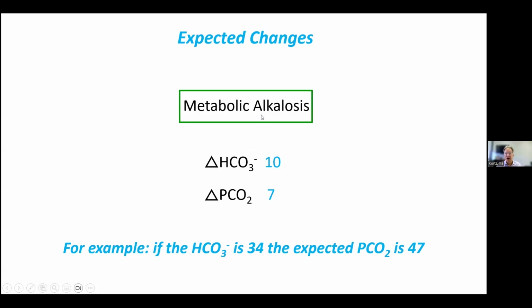So in metabolic alkalosis, if you're vomiting, if the bicarb went up by 10 from its original level, your ventilation changes such that the PCO2 goes up by 7. So for example, if your bicarb's 34, which is an increase of 10, your PCO2 should go up to 47. If you see this, you call this a compensated metabolic alkalosis. And again, it doesn't matter what type of metabolic alkalosis. It could be chloride sensitive or resistant. The ventilatory response is the same.